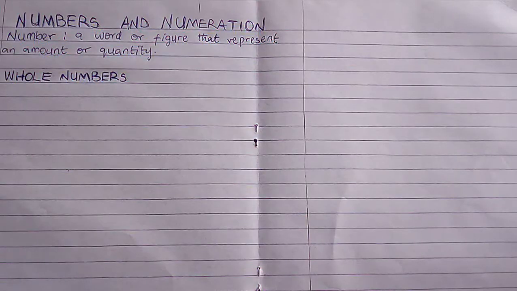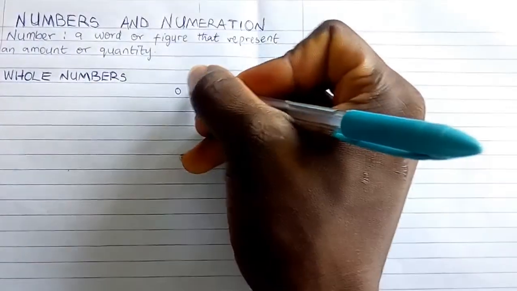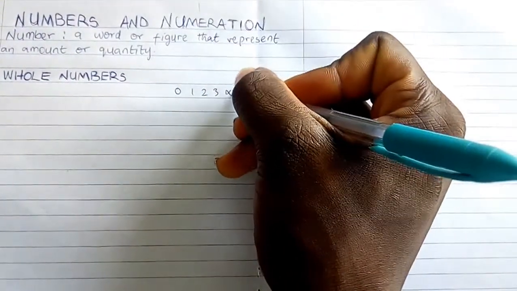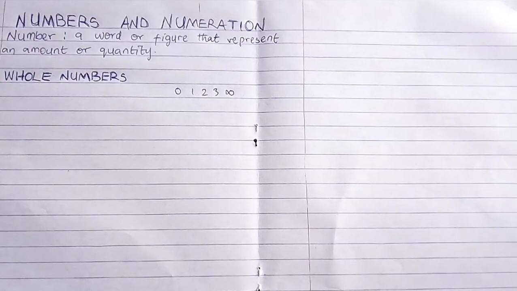We have the classification of numbers. We have the whole numbers, and whole numbers are numbers that are non-negative. Non-negative means they don't have any minus attached to them. Non-negative, which means it's from 0, 1, 2, 3 to infinity. These are whole numbers. Then the second classification of numbers, we have the natural numbers. And natural numbers are numbers we use in counting. We don't use 0 in counting. We start from 1, 2, 3, 4, 5 to infinity.